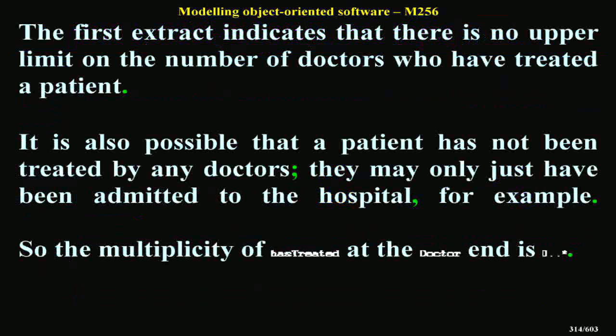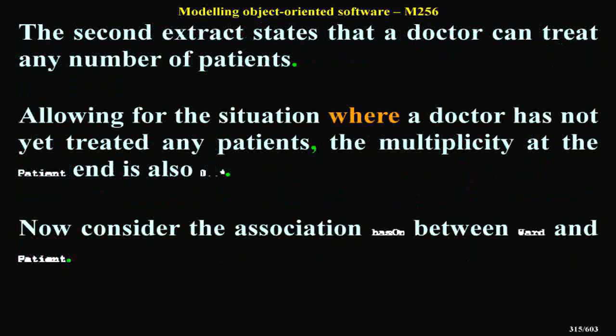The first extract indicates that there is no upper limit on the number of doctors who have treated a patient. It is also possible that a patient has not been treated by any doctors. They may only just have been admitted to the hospital, for example, so the multiplicity of doctor at the patient end is *. The second extract states that a doctor can treat any number of patients, allowing for the situation where a doctor has not yet treated any patients. The multiplicity at the other end is also *.